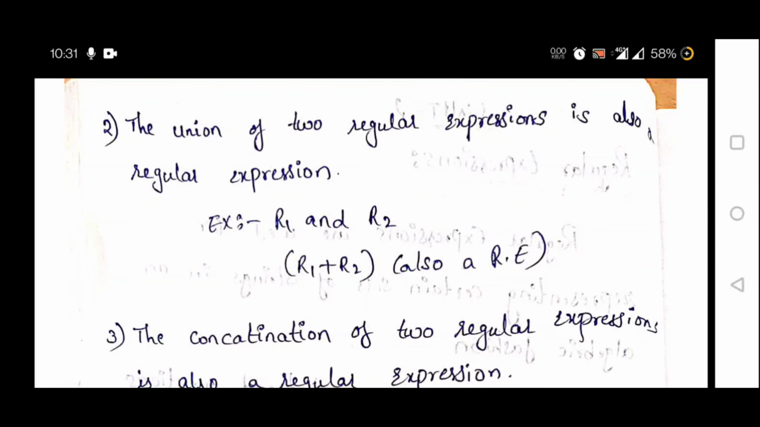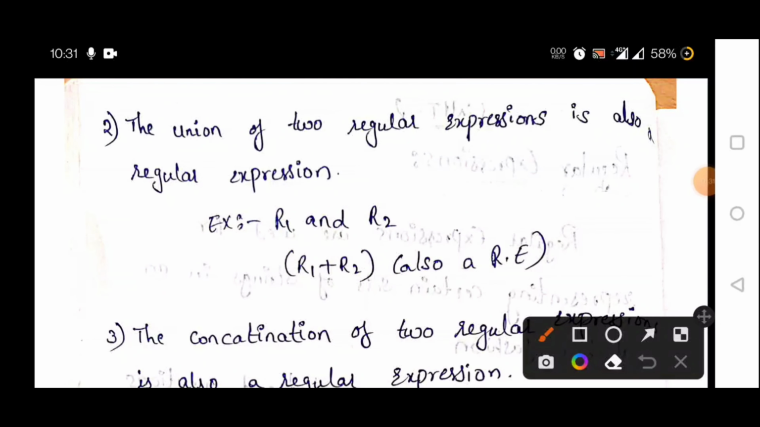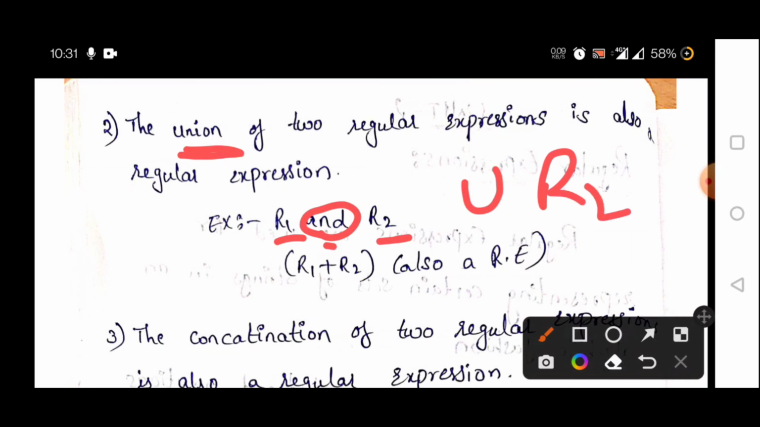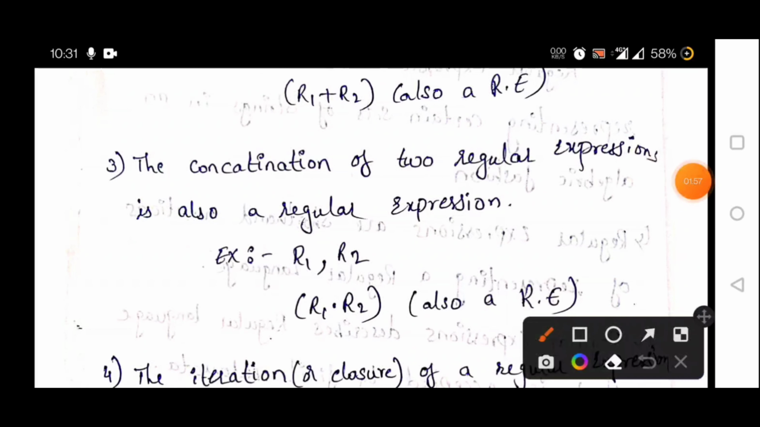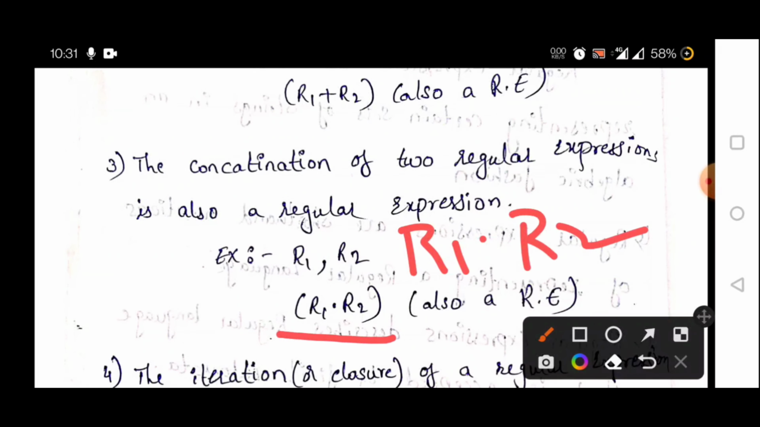Second rule: the union of two regular expressions is also a regular expression. Here we can give it as R1 and R2, and the operator is union. R1 union R2, that means R1 plus R2. This is also a regular expression. And the third rule is that the concatenation of regular expressions is also a regular expression. That means R1 into R2, that is also a regular expression.